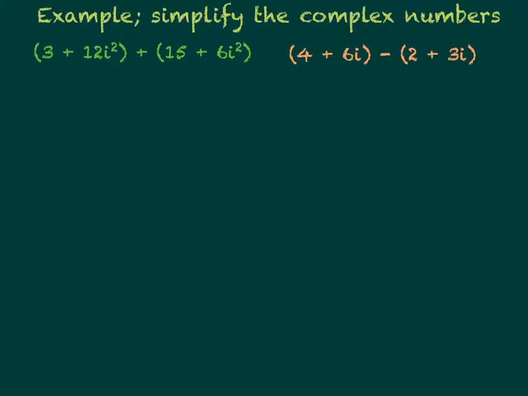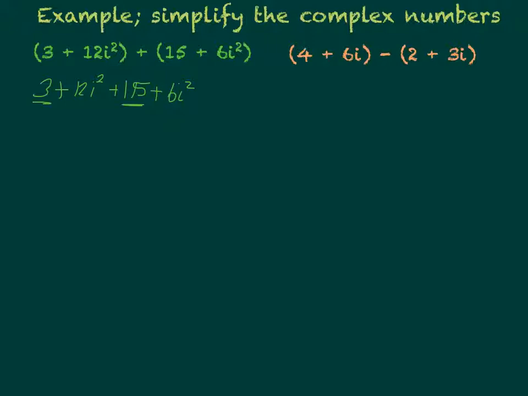So let's do a couple examples here. For addition, we have (3 plus 12i squared) plus (15 plus 6i squared). Since we're adding everything together, we can essentially just get rid of the parentheses and write it as 3 plus 12i squared plus 15 plus 6i squared.